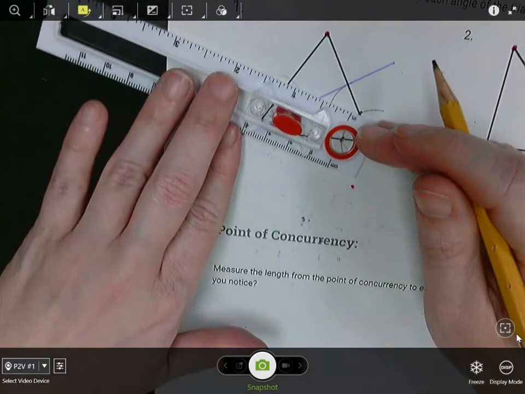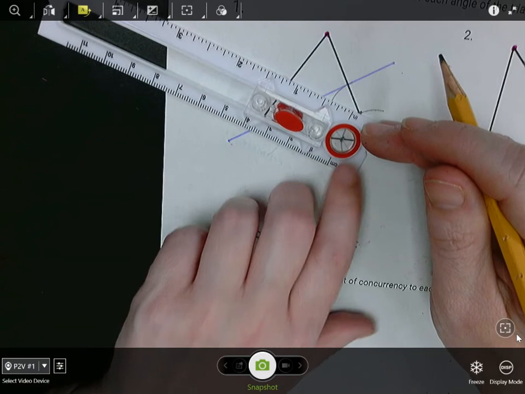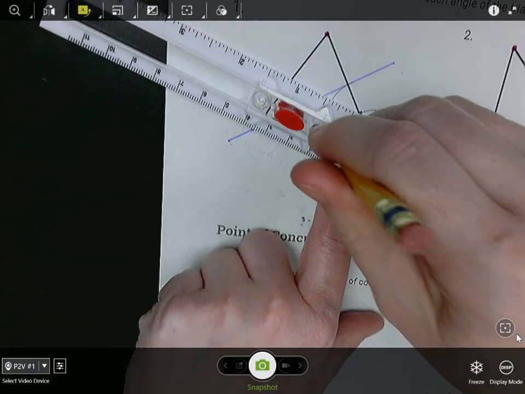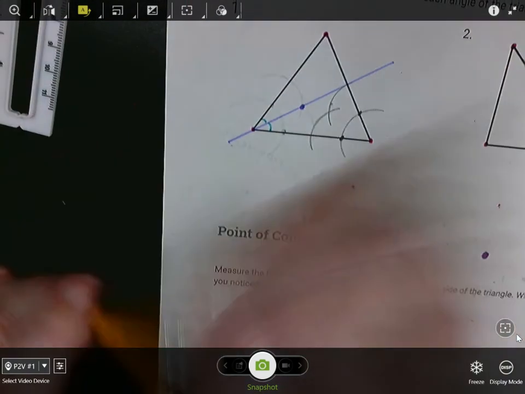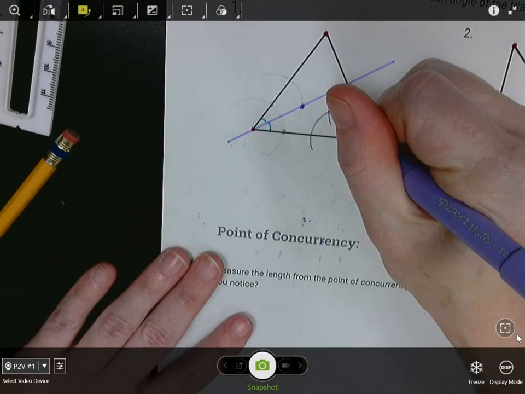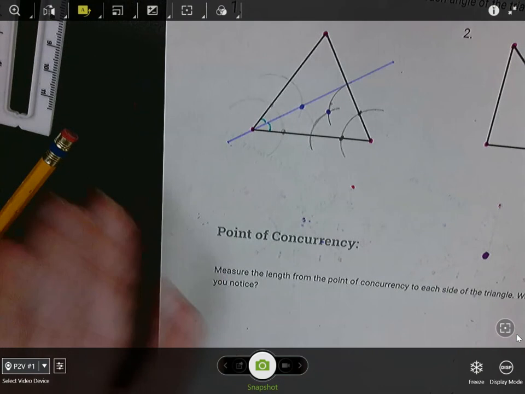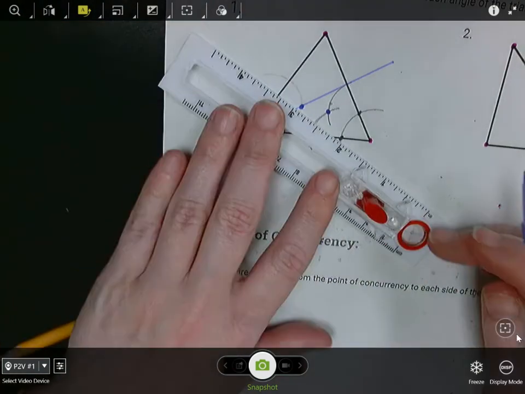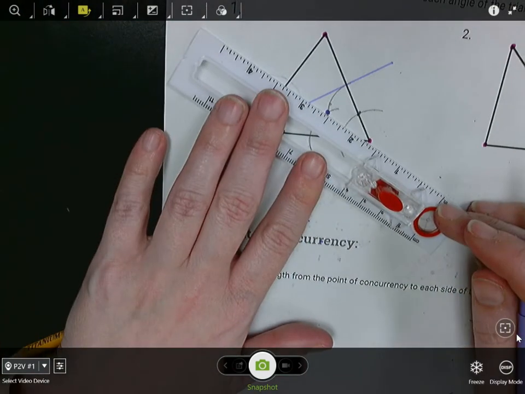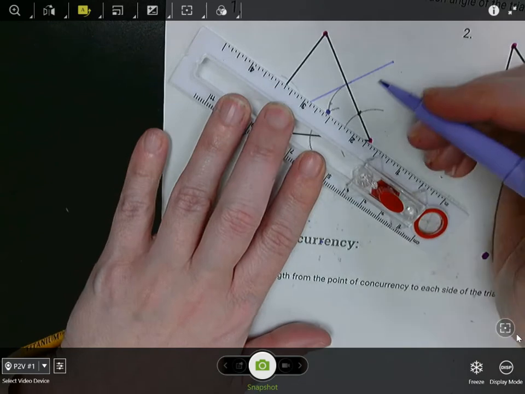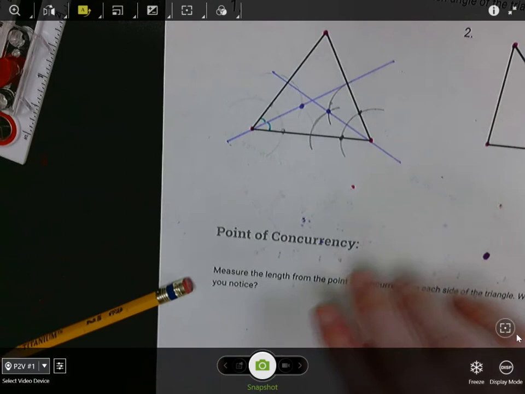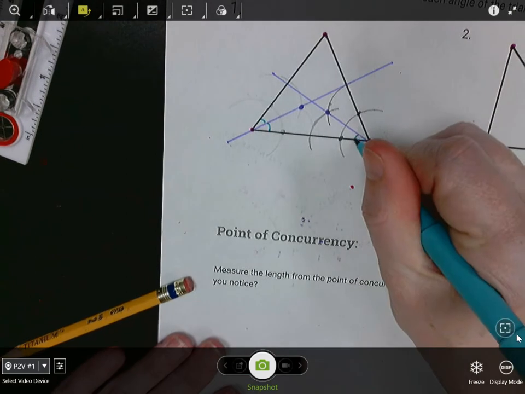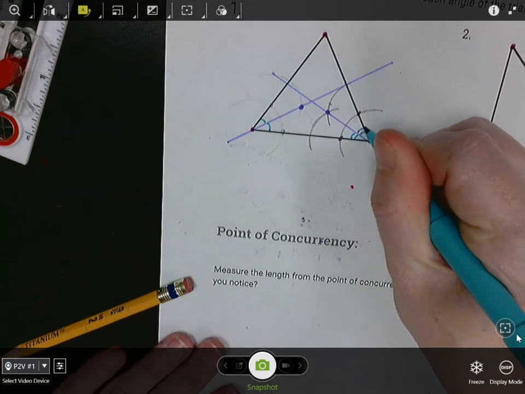And then do it from the other point that you made earlier. And do the same thing, draw an arc. And then you're going to put a point where those 2 arcs intersect. And then you're going to use your ruler and you're going to draw a line from the vertex through that point. Now that is an angle bisector, which means this angle here is congruent to this angle here.